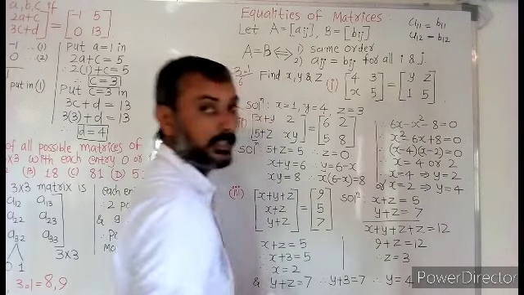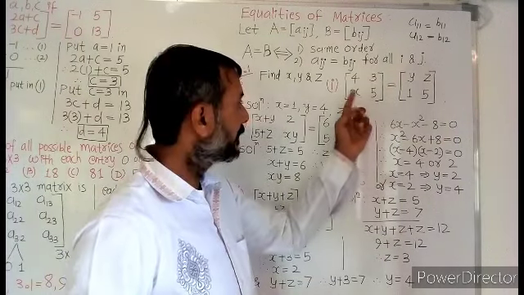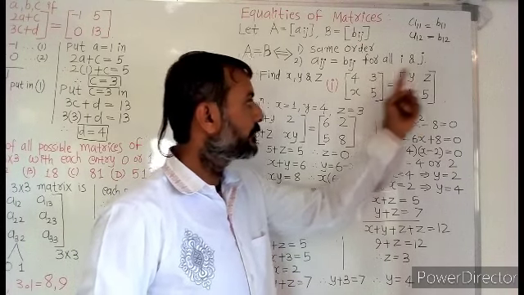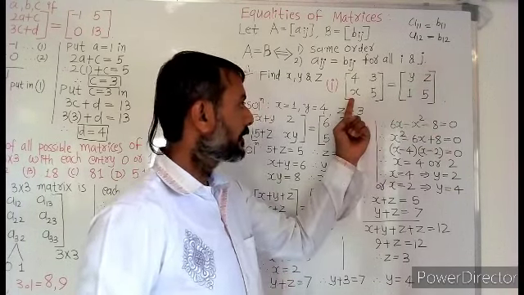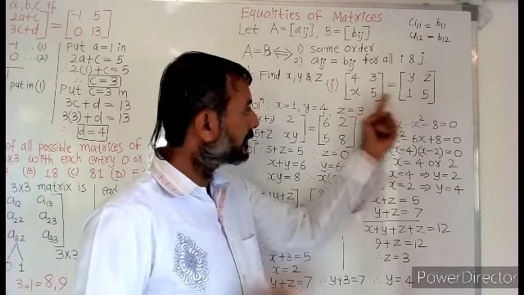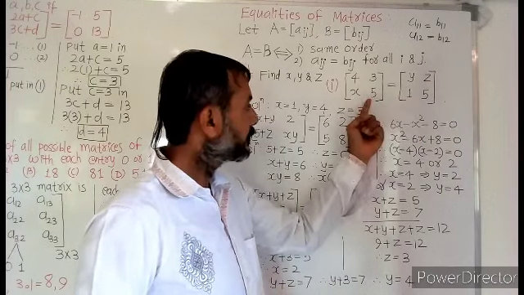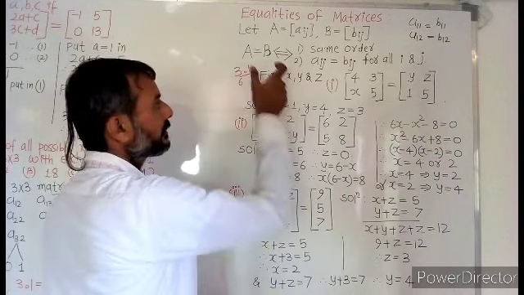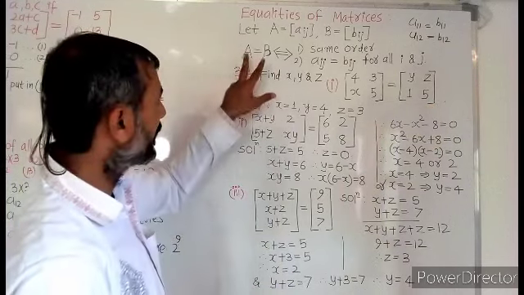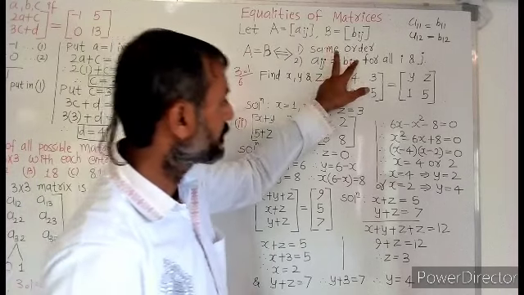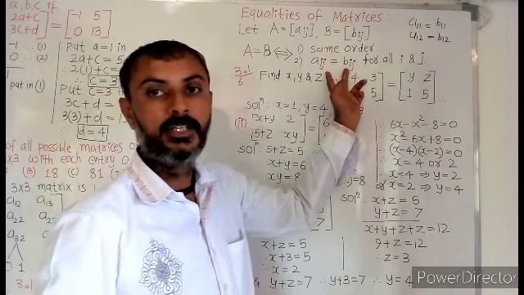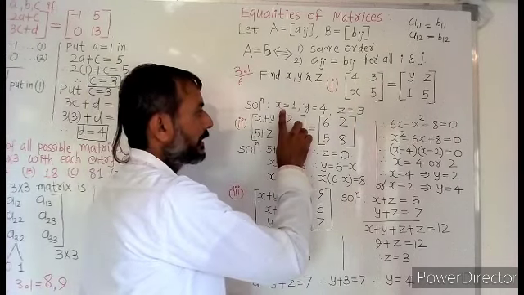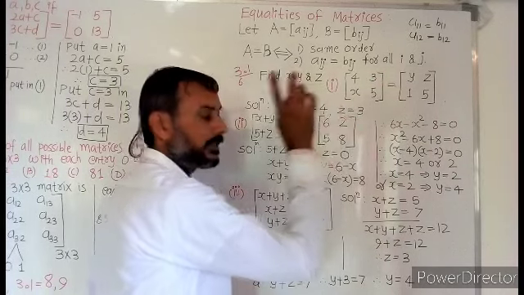For equality of corresponding elements, we have to compare a11 with b11, a12 with b12, a21 with b21, a22 with b22. Okay, because the definition is that if matrices are equal, they have the same order and their corresponding elements are equal. So in this way we have x = 1, y = 4, z = 3.